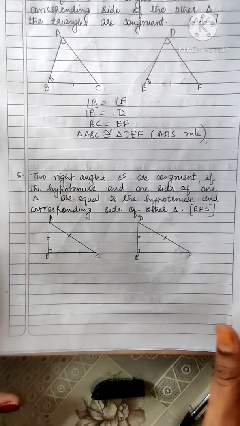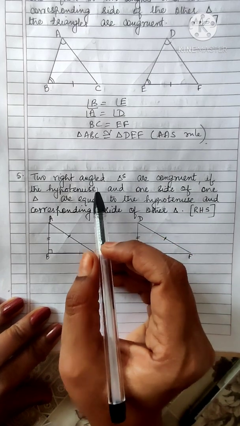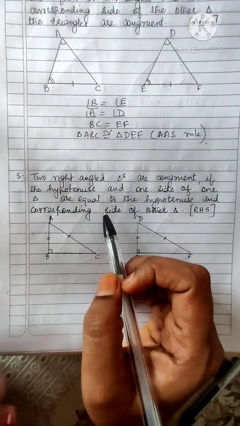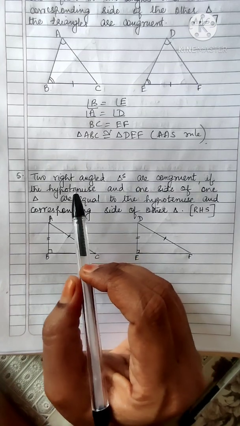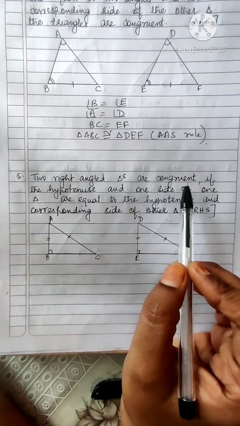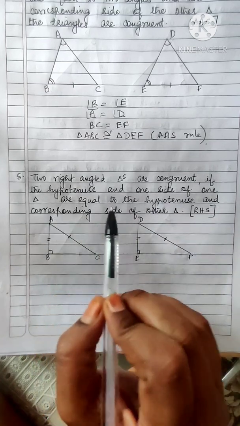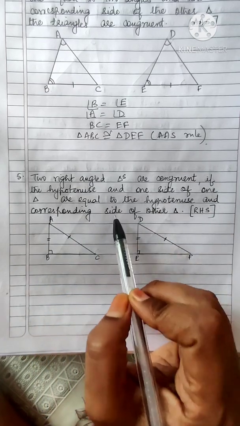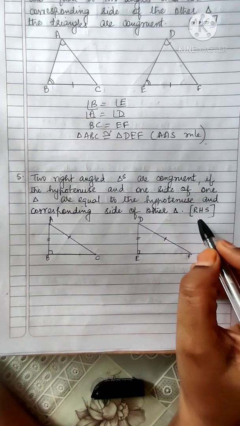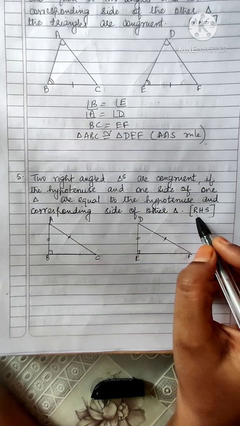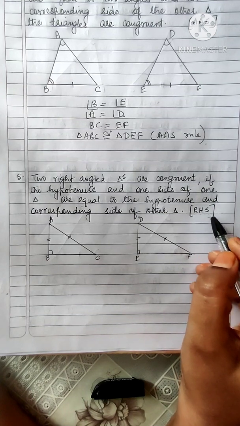And the last condition is exclusively for right angle triangles. That means this condition is only used for right angle triangles. Two right angle triangles are congruent if the hypotenuse and one side of one triangle are equal to the hypotenuse and the corresponding side of the other triangle. We call it the RHS rule. This is right angle triangle, hypotenuse and side.